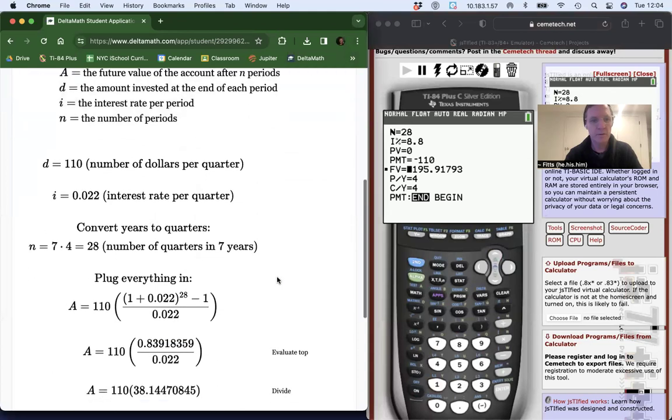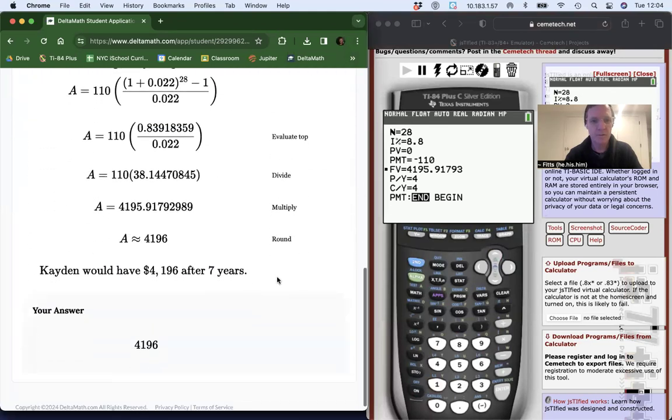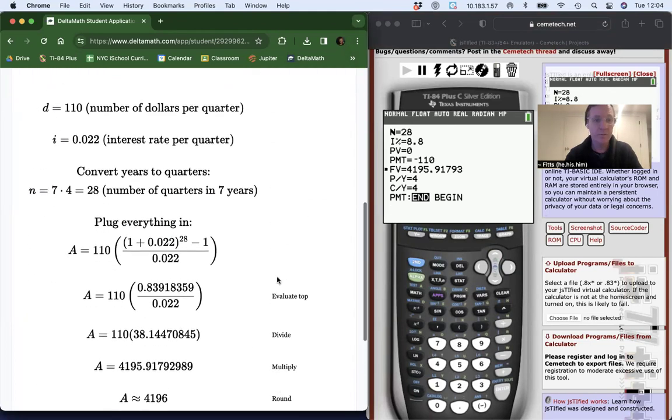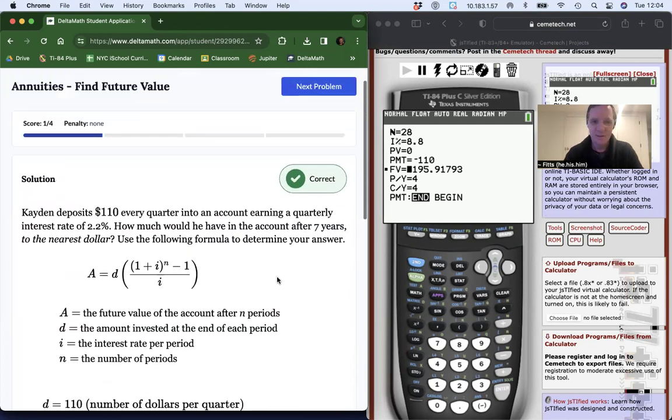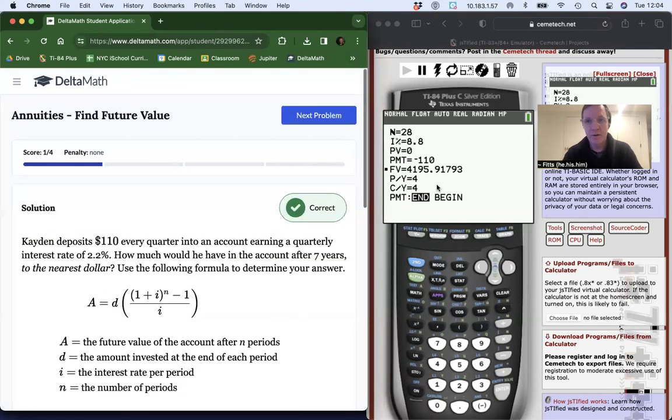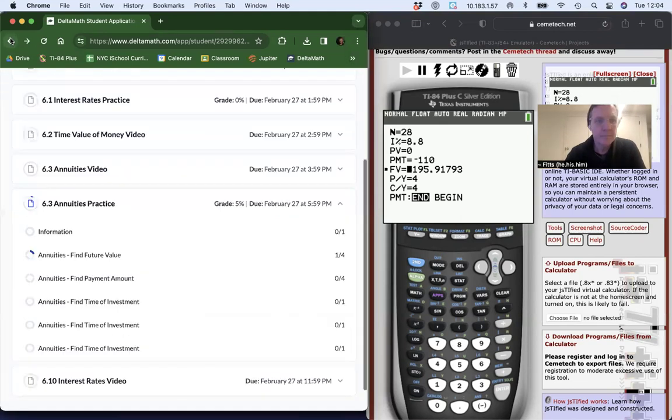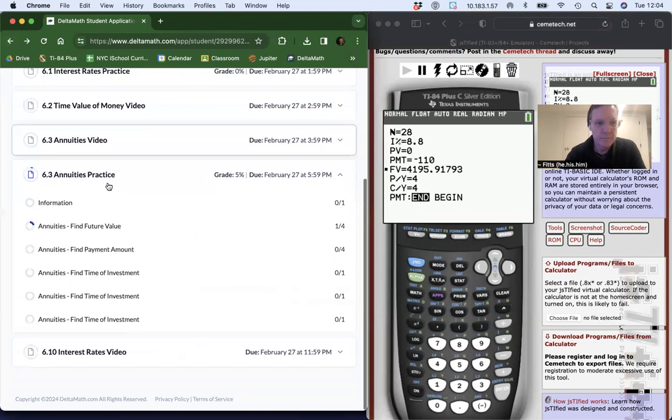Yes! And then you can check the work down here. If you are using the formula, it's a lot. So I prefer the graphing calculator. Okay, so there's that problem. What else are we going to do?